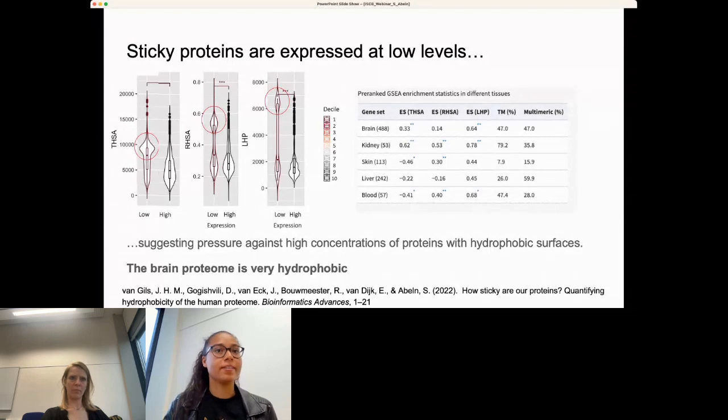Now, if we specifically delineate this into different tissue types, which you can see in the table on the right, what we have done here is an enrichment test to see whether proteins associated with certain tissues have a higher or lower surface hydrophobicity than we expect.